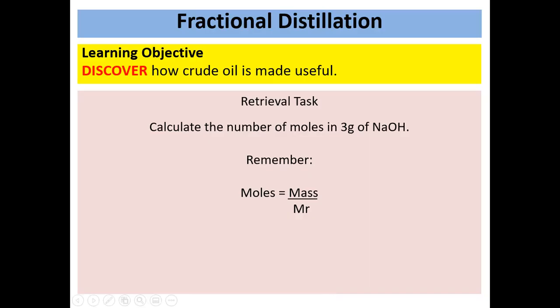So mass is 3 divided by the relative formula mass of sodium hydroxide, which is 40. So sodium is 23, 16 for oxygen, 1 for hydrogen. So you divide 3 by 40 and you should get 0.075 moles. And remember, other than moles, there's no unit, it's not in grams.